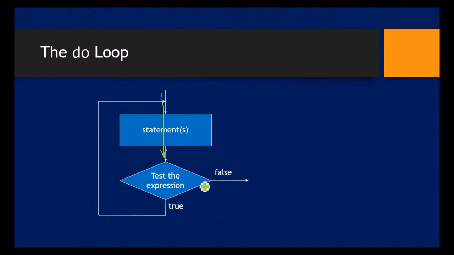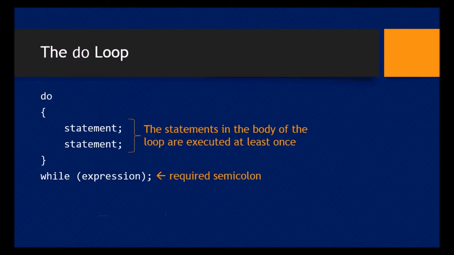That's what's different. Now, sometimes it doesn't matter. Sometimes you're writing a loop, you could use any one of the three. But if you need this logical difference, that's when you use a do loop. So that's what this says here. Statements in the body of the loop are executed at least once.